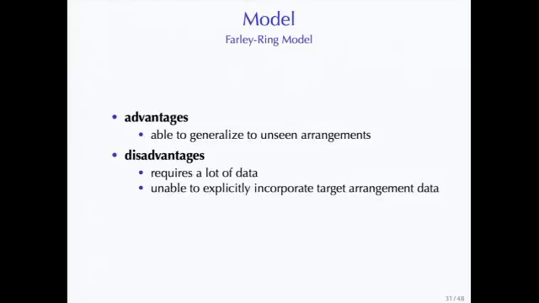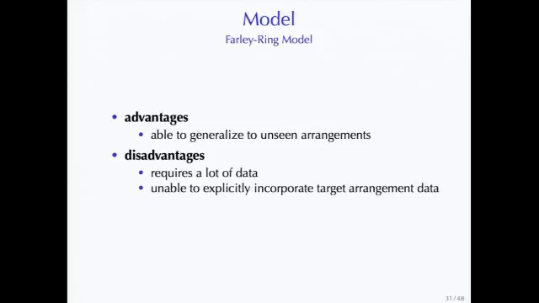Advantages of the Farley ring model are that it allows you to generalize to these new arrangements of items. So if I have trained my model on a bunch of diverse data, I can actually make predictions about arrangements that I have never observed in my data set. So if I've only seen images at positions 1, 3, and 5, I can make claims about what the probability of transition is for images at position 2.